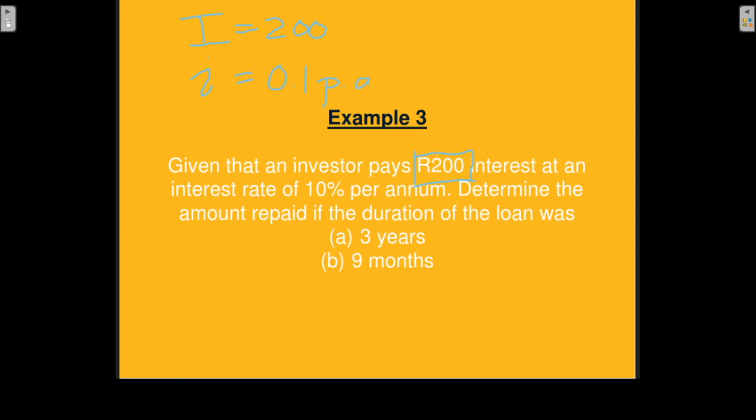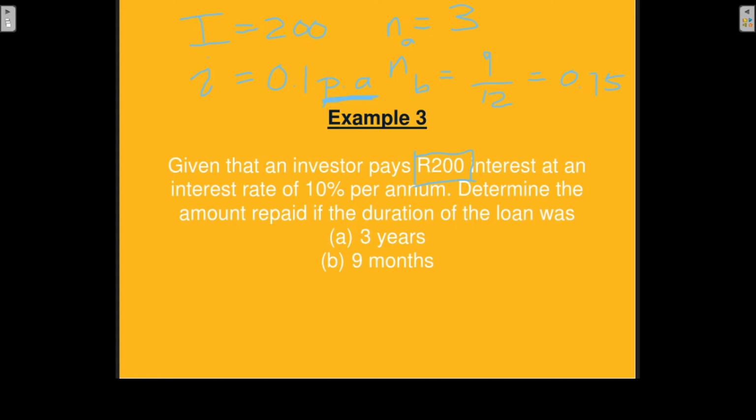And you will see that for the interest rate, I always indicate the interest period. And then we have in A that our n is equal to 3 years. So let's just call that n of A. And then n for the B part is 9 months. But because our interest rate is per annum, we have to convert these 9 months to years. So to convert that, we take 9 and divide it by 12. So 9 months is the same as 0.75 years.